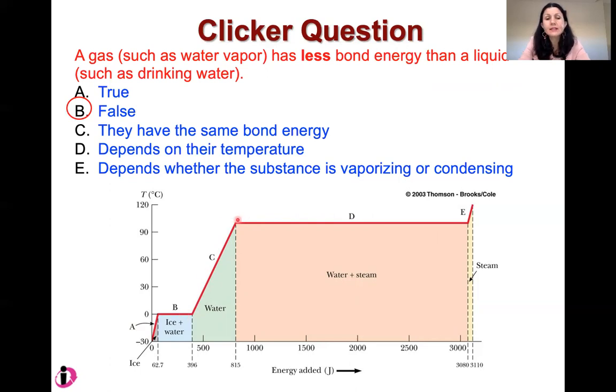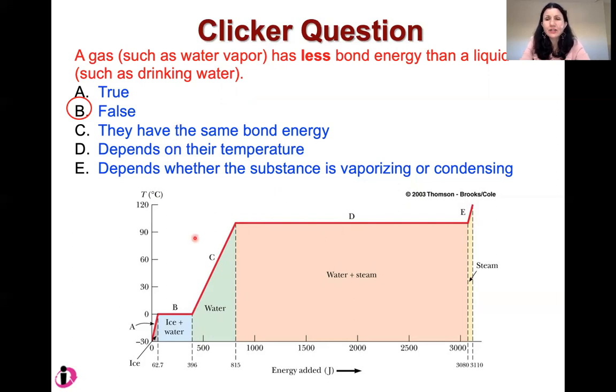So what that means is to go from a liquid to a gas, we had to add energy, and that energy has to increase. So that tells us that the bond energy of our H2O increases as we go in this direction. So when we started with the liquid, we had less bond energy than we do after we get to the gas phase, because our bond energy is increasing. So in fact, a gas has more, not less, bond energy than a liquid.